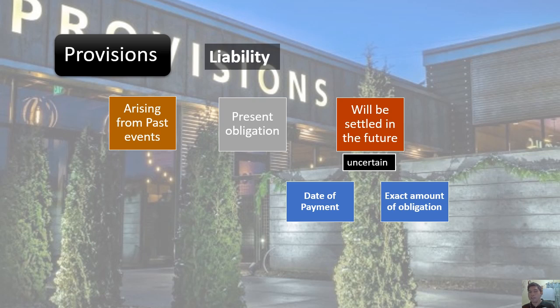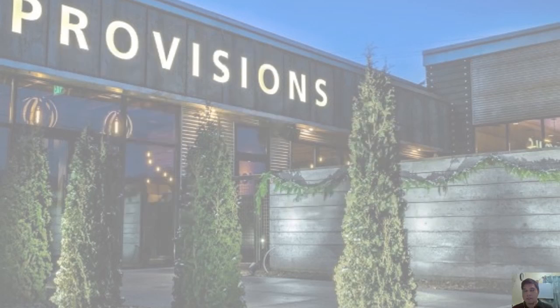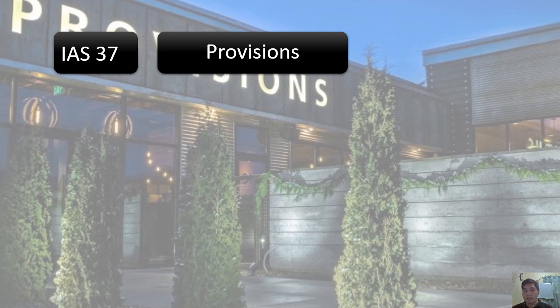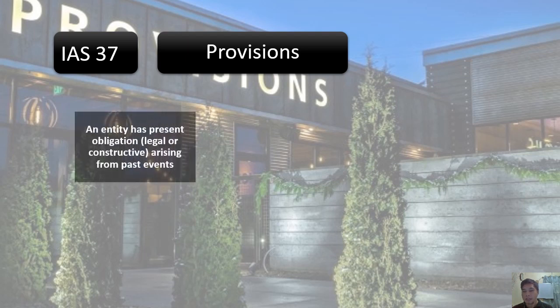However, if the transaction meets the requirements of arising from past event, there is a present obligation and it will be settled in the future, but we are uncertain as to the date of payment and the exact amount of obligation, that transaction is not considered as accrued expense but as a provision, which is also a liability. And according to our accounting standard, provision is governed by IAS 37. Okay, so under IAS 37, which is provision, IAS 37 provided three requirements before a provision can be recognized.